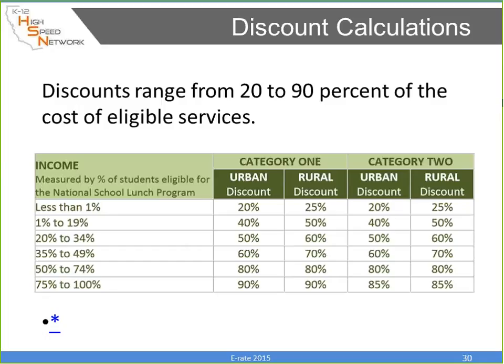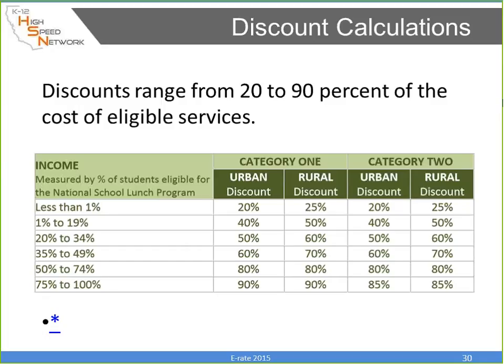Now that 5% bump actually goes to a 10% bump in the next couple of discount levels. It evens out where it doesn't matter if you're rural or urban once you get to the last 2 tiers, where if you have at least 50% of your students that qualify for the NSLP program, then you're looking at an 80% discount across the board, regardless of urban or rural.